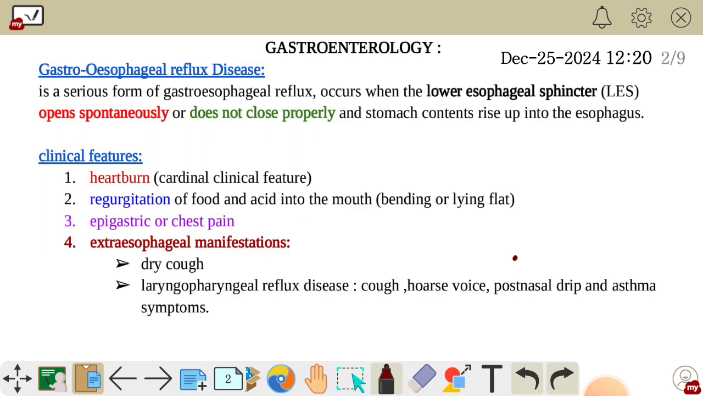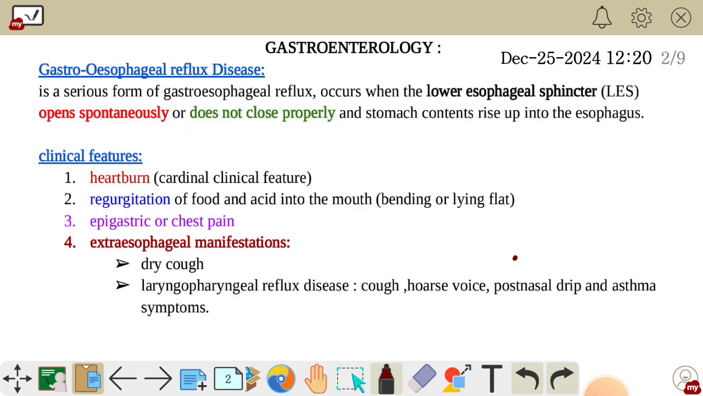And apart from these clinical features, we have extraesophageal manifestations. These manifestations come about due to the contents reaching the pharynx and the larynx, in a condition called laryngopharyngeal reflux disease, where the acidic content affects the larynx and the pharynx, causing inflammation of the larynx and the pharynx. This is represented by cough, hoarse voice, post-nasal drip, and asthma symptoms.